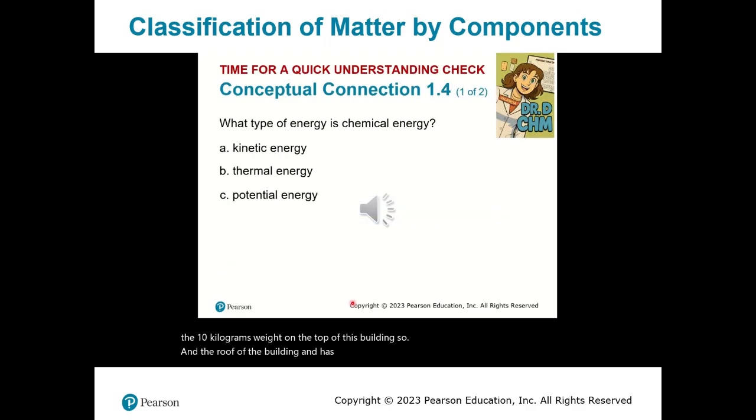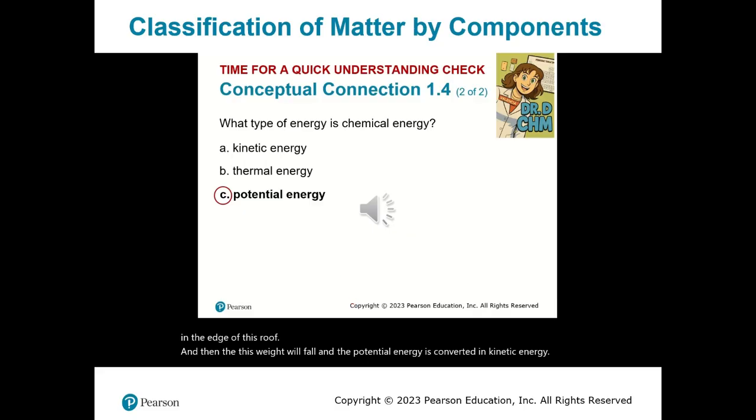Let's see if you got this. Time for a quick understanding check. What type of energy is chemical energy? Kinetic, thermal, potential? Think well. Potential energy. And you're going to ask me why. Chemical energy is stored in the bonds.